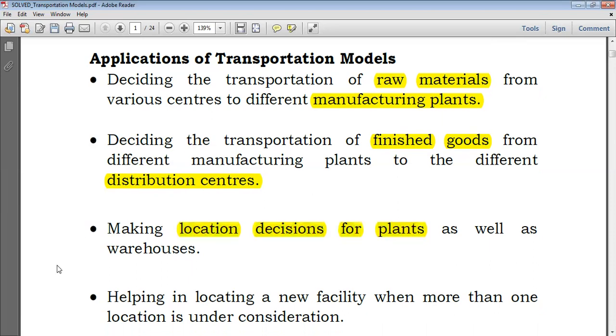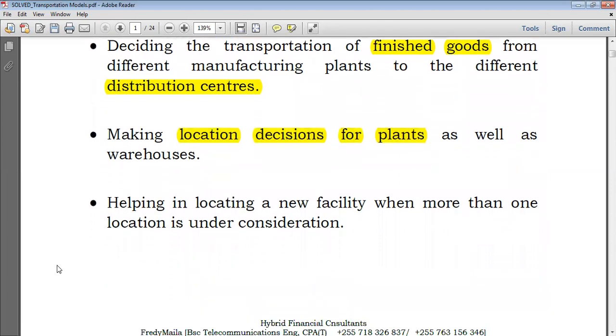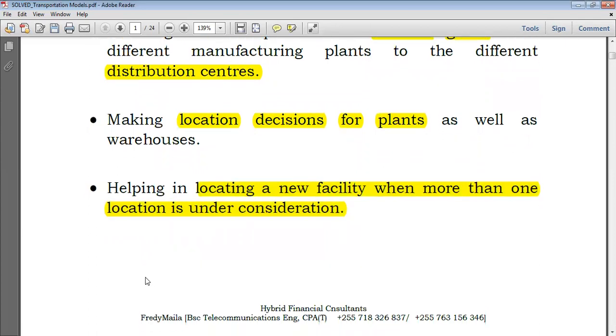And lastly, we are told here that it helps in locating a new facility where more than one location is under consideration. Of course, these 2 points are just going into one another. That's why I said locating a new facility. You can also try to locate a new facility. So it's just like that.